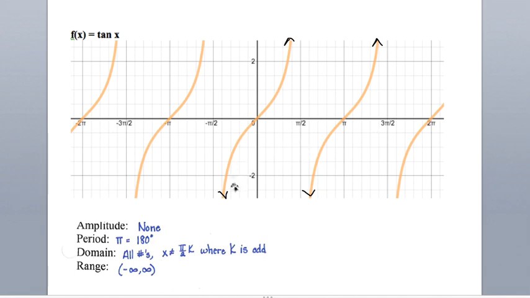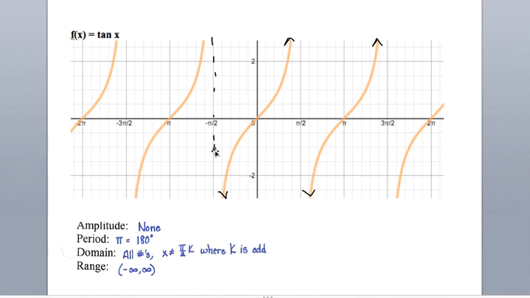The period of the tangent is a little different than the sine and the cosine as well. It only takes 180 degrees to go through one cycle. So each of these branches of the tangent, I'm going to call it, each of those branches are one period of that graph.